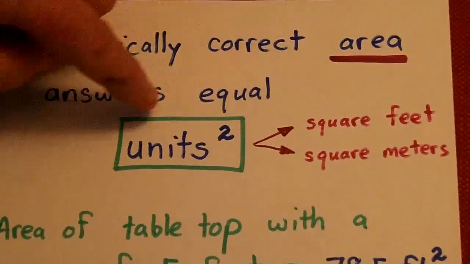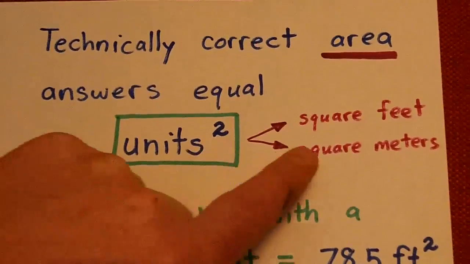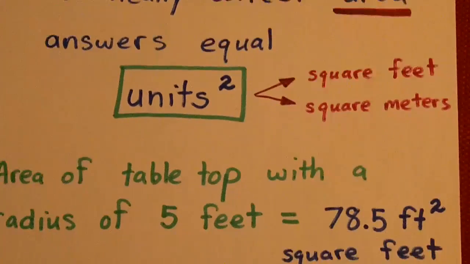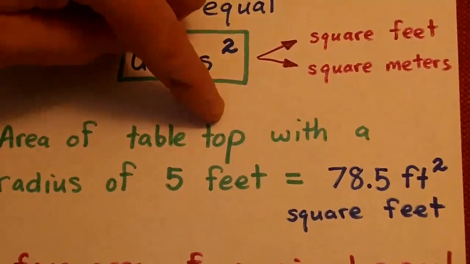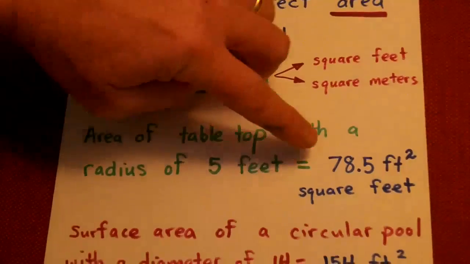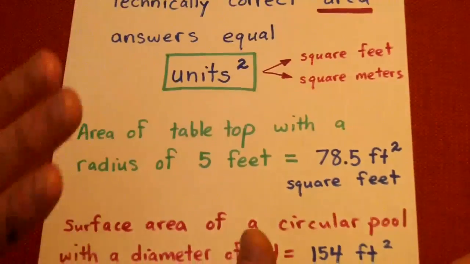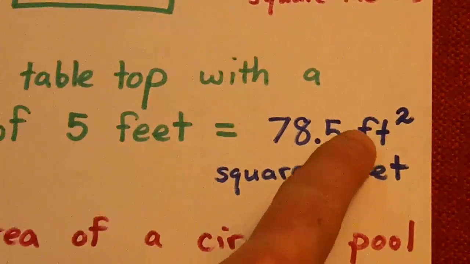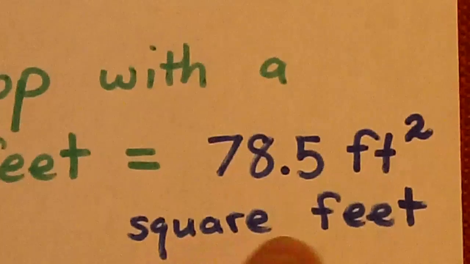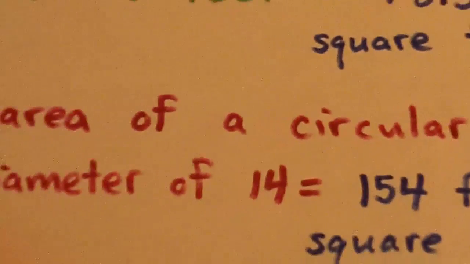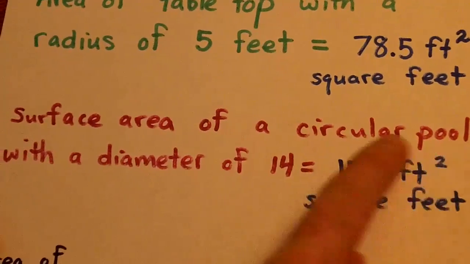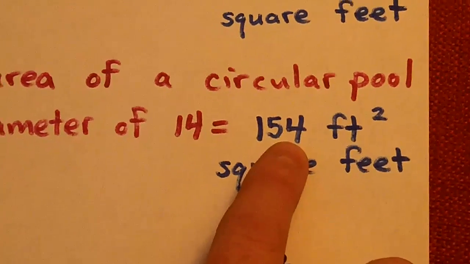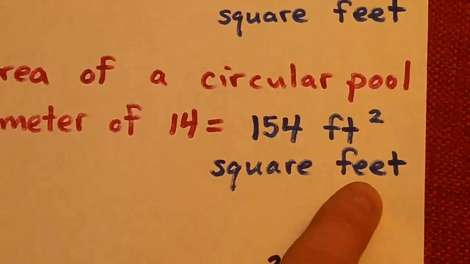Now our last page just quickly goes over what we call technically correct area answers. They will always be equal to units squared, like square feet, square meters, square centimeters. In our first problem, the area of a tabletop with a radius of 5 feet was equal to 78.5, but the technical answer is 78.5 square feet. Feet to the second power is called square feet. Our second problem, the surface area of a circular pool with a diameter of 14, was 154, but the technical answer is 154 square feet.